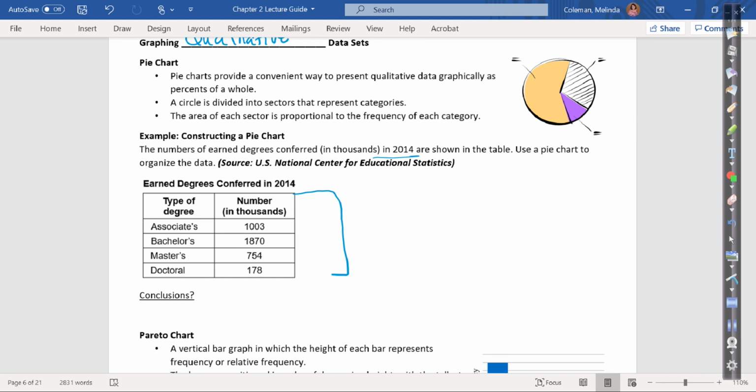So we are going to add a couple of columns. The first thing we're going to add is the relative frequency. And then the second thing we're going to add is the angle measure. So we're going to have to think back to geometry a little bit.